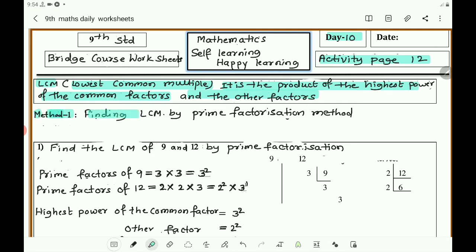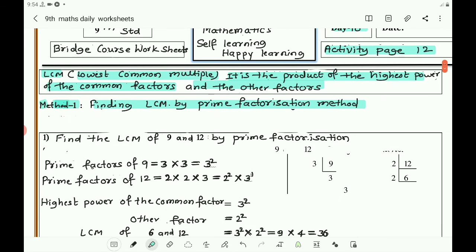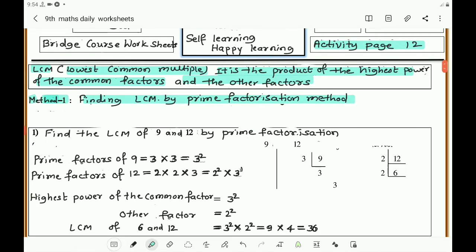Method 1, finding the LCM by the prime factorization method. You know the method of finding the HCF by prime factorization, and this is the method of finding the LCM by the same method. But here we have to take the highest power of the common factor, and also the remaining factors. For the HCF, we consider only the common factors and their lowest power. But for the LCM, we have to consider both common factors and non-common factors.